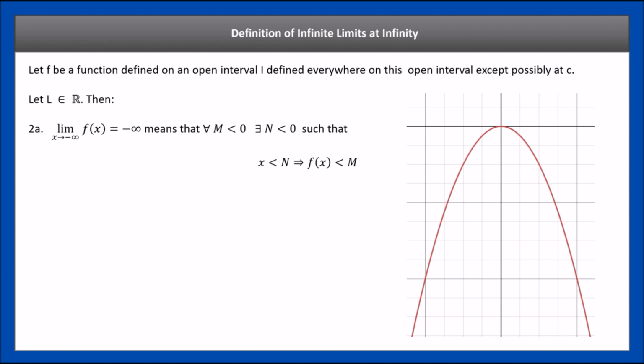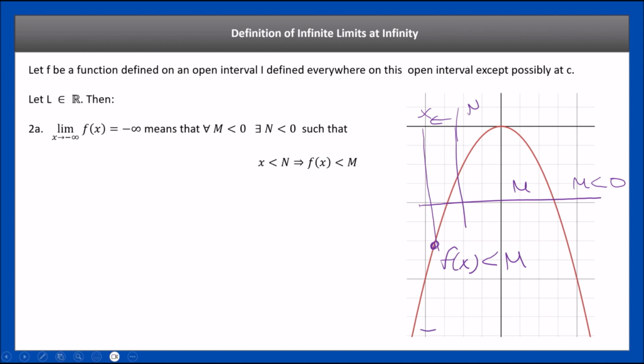All right, so again, this is saying that for all m less than 0, so let's say this is m, there exists an n less than 0, so let's say this is n, such that if x is less than n, meaning to the left of n, there is a value of the function f of x such that f of x is less than m, is below this m line. This is m. Which means it's going down to negative infinity. That's what it's saying.